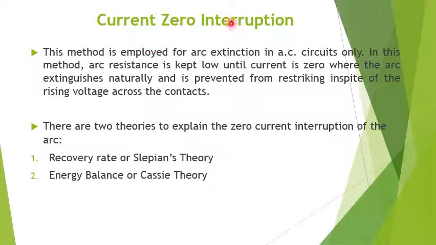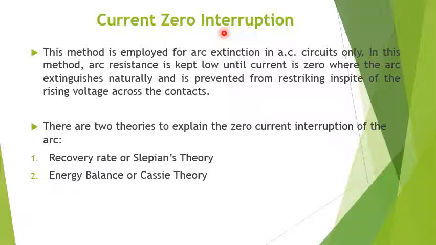Now we'll be looking at the current zero interruption. This is the method wherein the arc can be quenched in the circuit breaker. When the relay senses the fault, the relay sends the signal to the tripping coil, which is going to energize, and the contacts of the circuit breaker are going to open. So once the contacts open, the faulty area has been isolated. Because of the opening of the contacts, there will be an arc produced, but still the arc is not yet quenched.